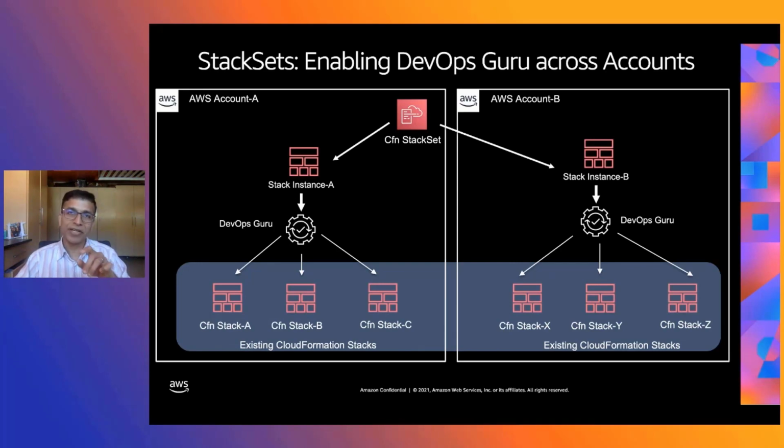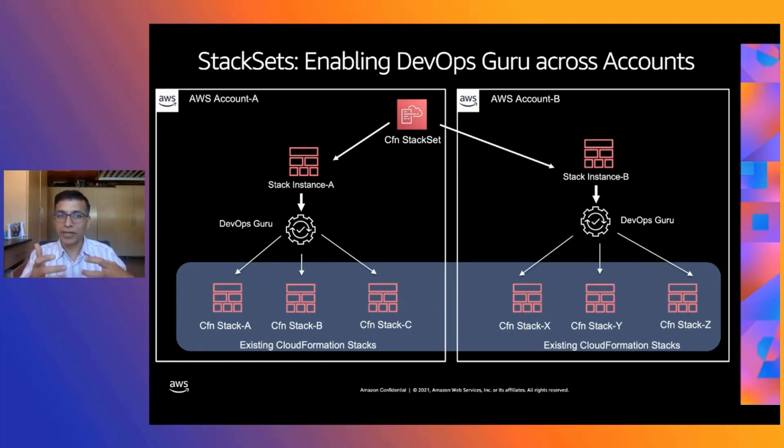In this diagram, CFN indicates CloudFormation. It's just an acronym that I'm using. And as you can see, it is triggered from account A, but it is triggering it into the multiple accounts. And then as soon as it is enabled, that enables DevOps Guru. And what DevOps Guru is doing is, as soon as it is enabled, it has started monitoring those CloudFormation stacks that are already existing. So as you can see in account A, there is stack A, stack B, stack C.